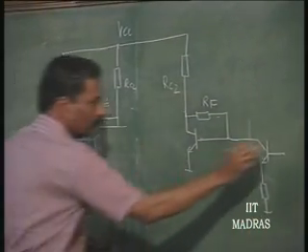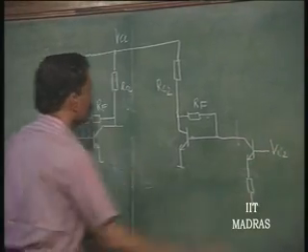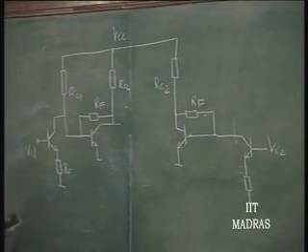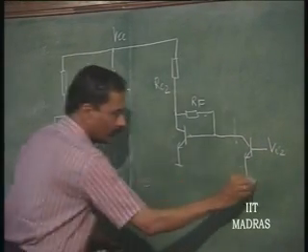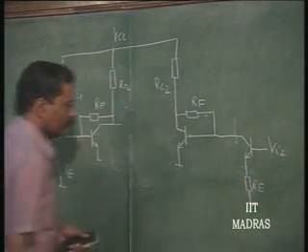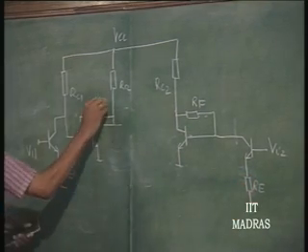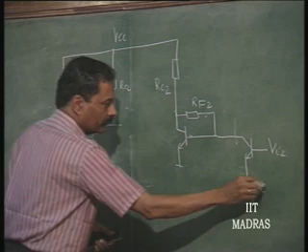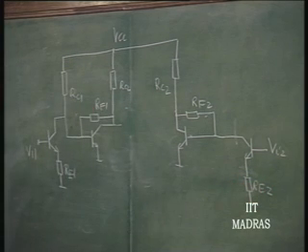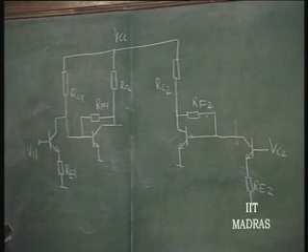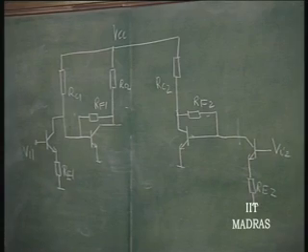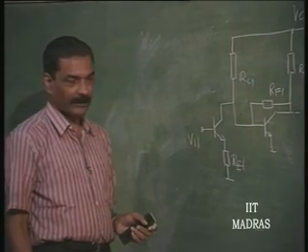VI1, VI2, RE1, RE1, RE2, RE2, all are identical. Then I want to convert this into an integrated circuit.